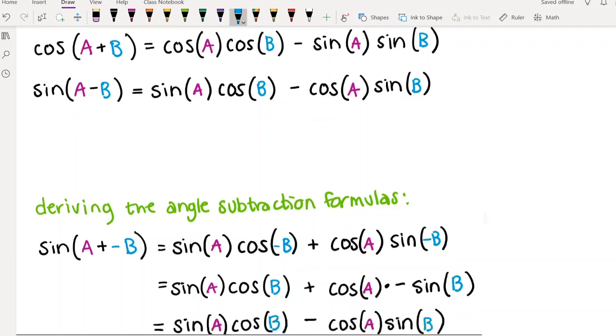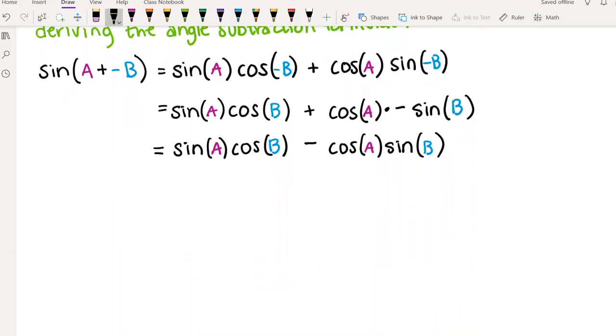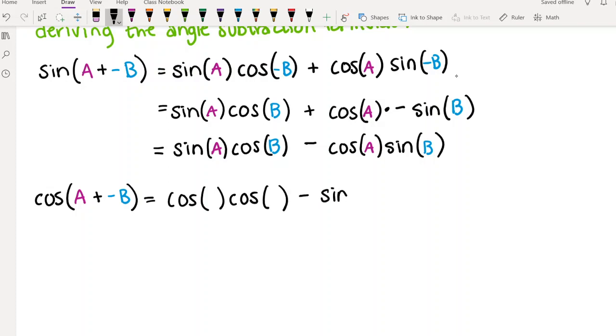Okay, so last of all, let's do one for cosine. If we do the same thing, if we take cosine of A plus negative B, and just force that negative B into the formula, and then see how we can adjust the formula. We know that the angle addition formula for cosine does cosine of both angles together, and then it does sine of both angles. So that is going to be cosine of A times cosine of B, and this is negative B, right? Because that's what we're plugging in.